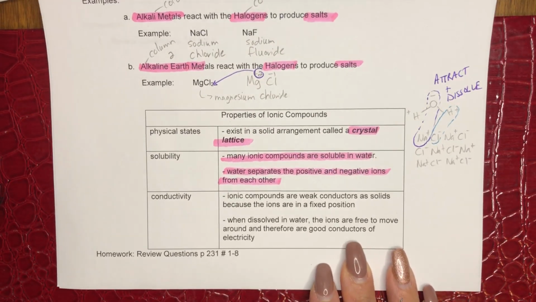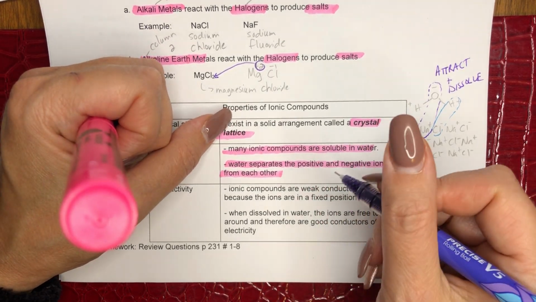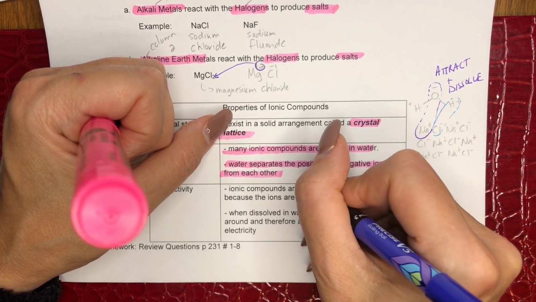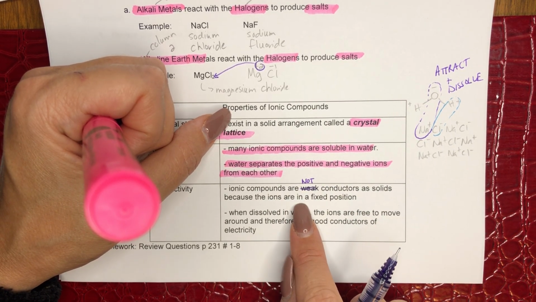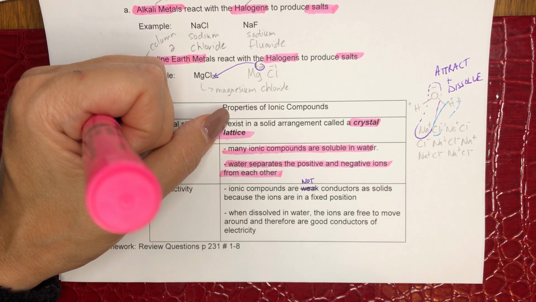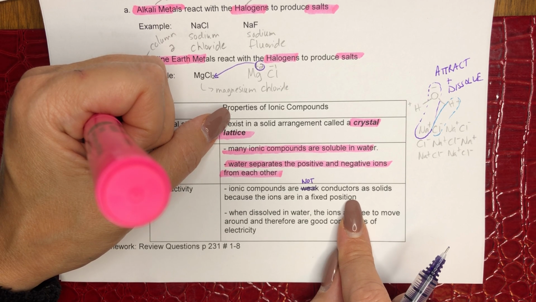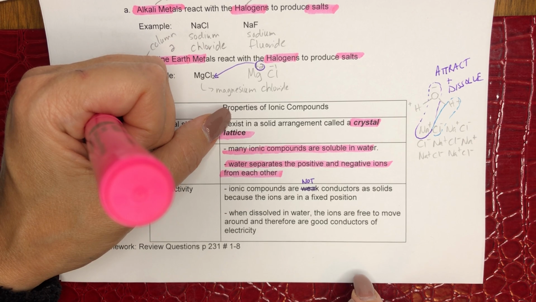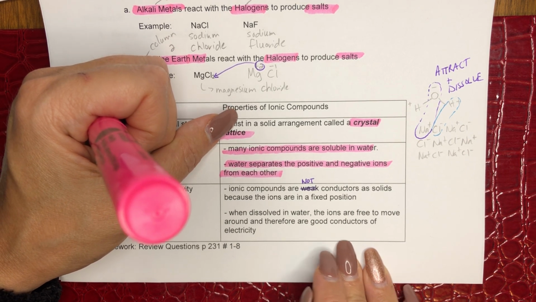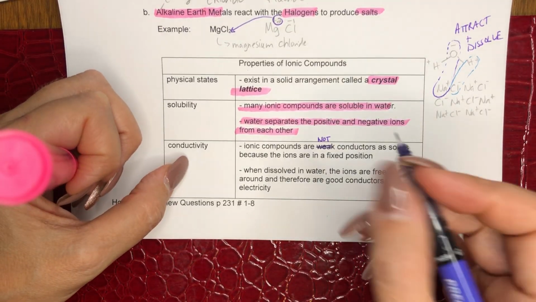Now, the last property we'll look at for ionic compounds is conductivity. Ionic compounds are not conductors as solids. You could not conduct electricity from a solid piece of salt because the ions are in a fixed position. But when they are dissolved in water, the ions are free to move around and therefore are good conductors of electricity. So that's a little bit about ionic compounds.